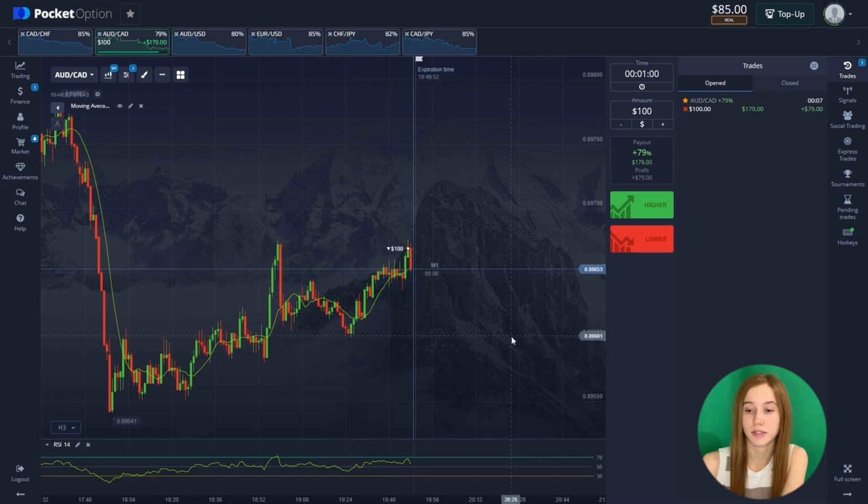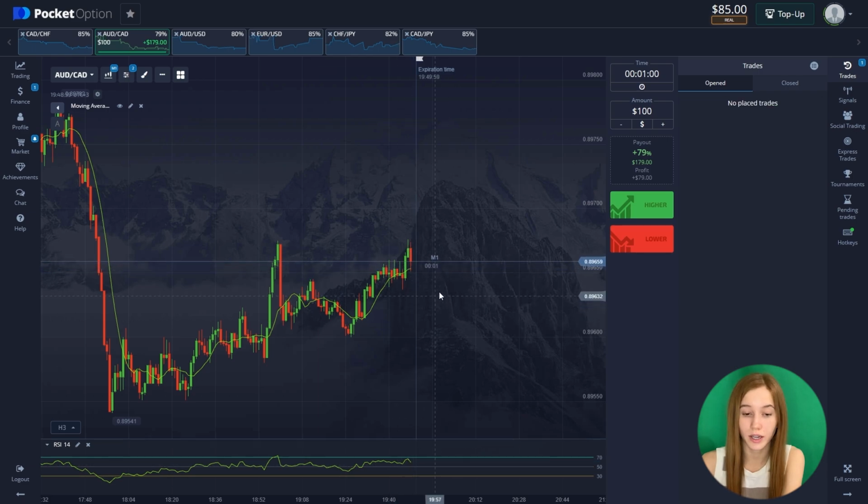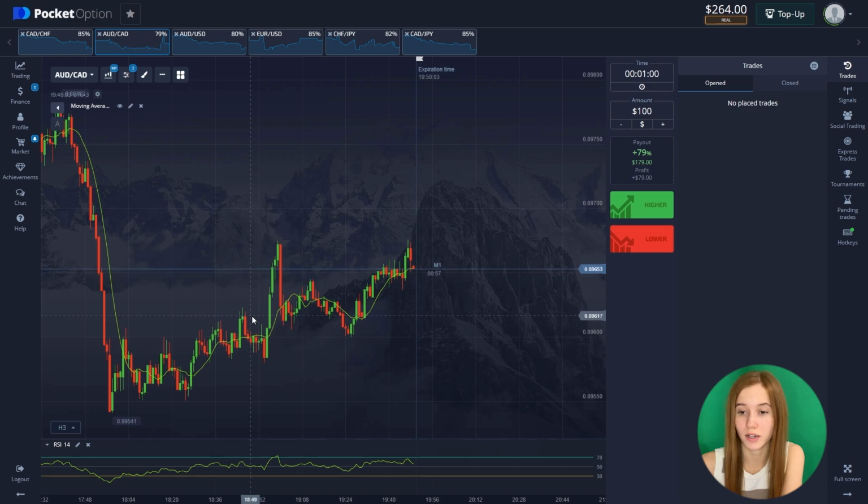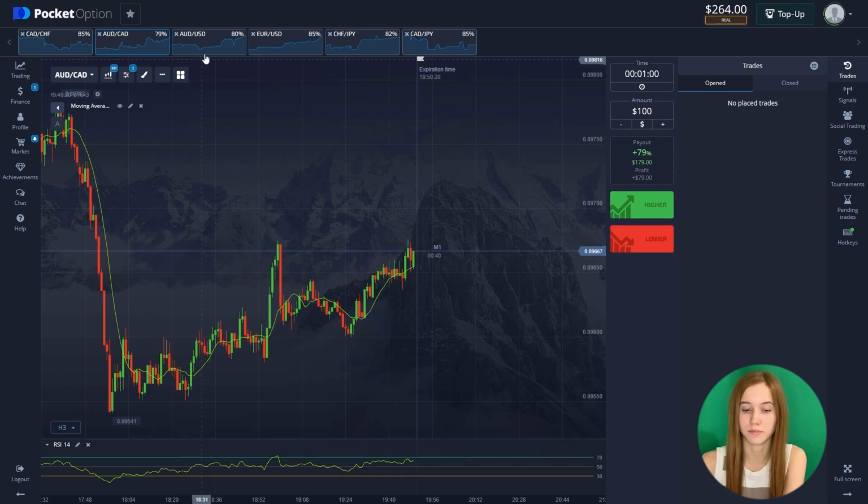4 seconds left until the end, and the trend is falling. The RSI indicator also looks down. Okay, good. We have a plus, $79 on our balance is our profit. So I recommend you use these indicators as confirmation of your technical analysis.